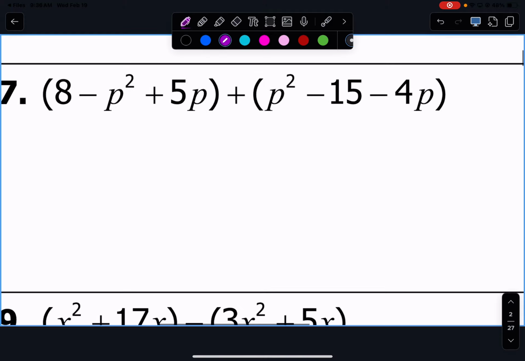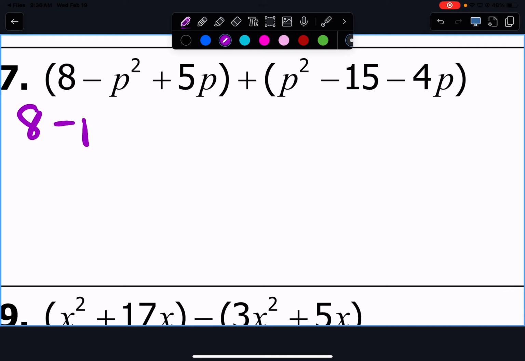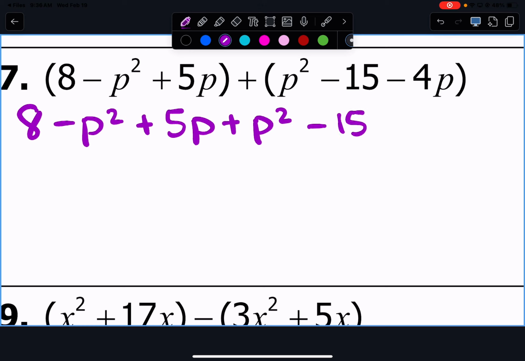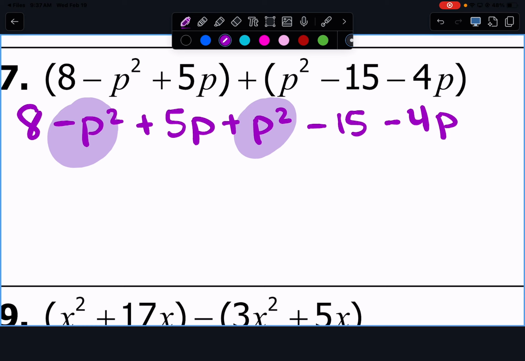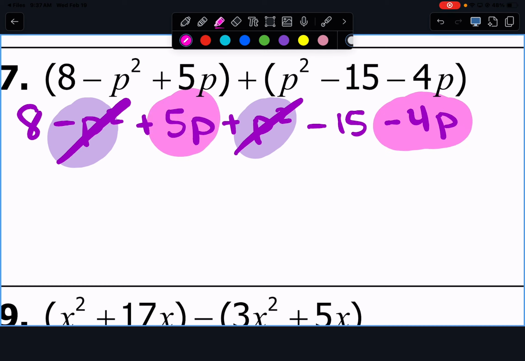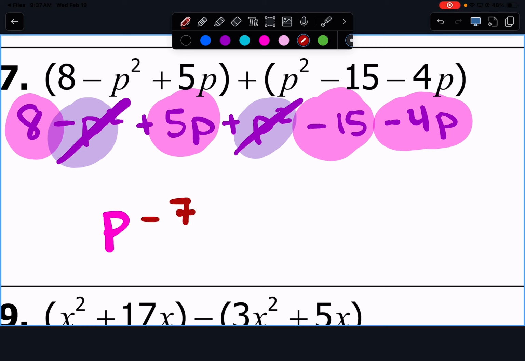All right, 17. We're adding again. So we're going to have 8 minus p squared plus 5p plus p squared minus 15 minus 4p. What's the biggest exponent term? 2. So negative p squared and p squared. What can I do with those two terms? They cancel. They become 0. So do I need to put 0p squared? No. What would my next term be, though? It's just p, 5p and negative 4p. Which is going to give us 1p, which is just p. Then after that, what's my next term? 8 minus 15. Which is negative 7.